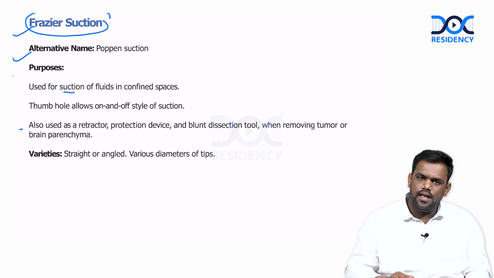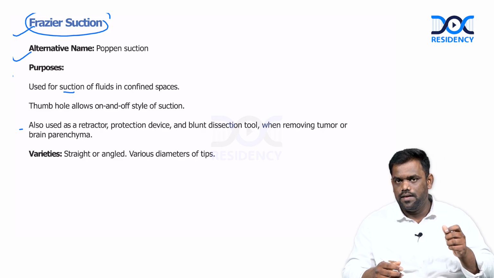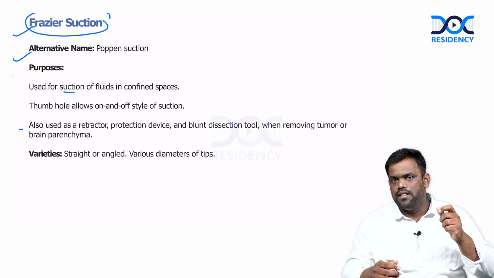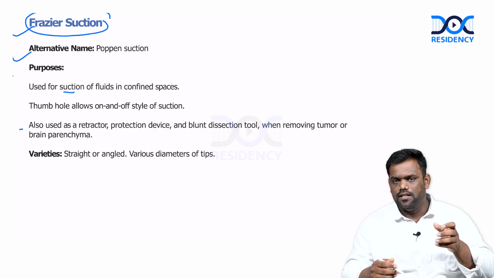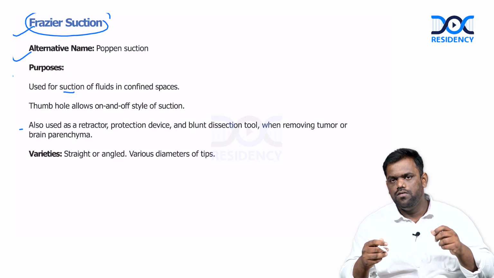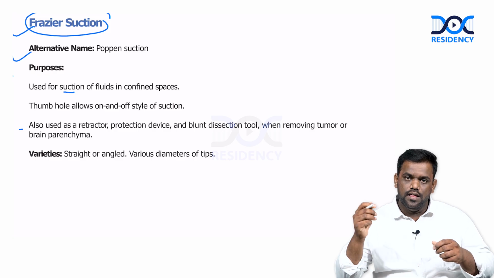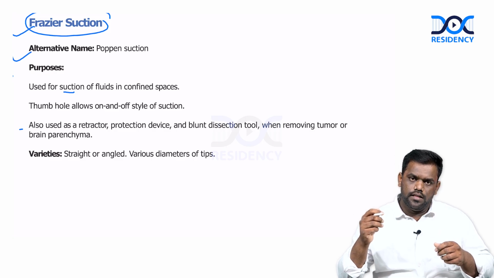It is also used as a retractor. Sometimes we can use it as a retractor, okay. When a retractor is not available, the surgeons always keep the suction in one hand, either the right hand or the left hand. Neurosurgeons always keep the suction in one hand. It is a workhorse for the neurosurgeon, and he will do the dissection using an instrument in the other hand. Suppose we can't hold the retractor at that time, we can use the suction as the retractor.